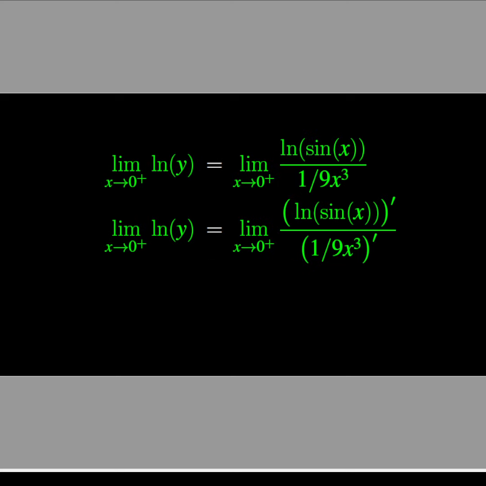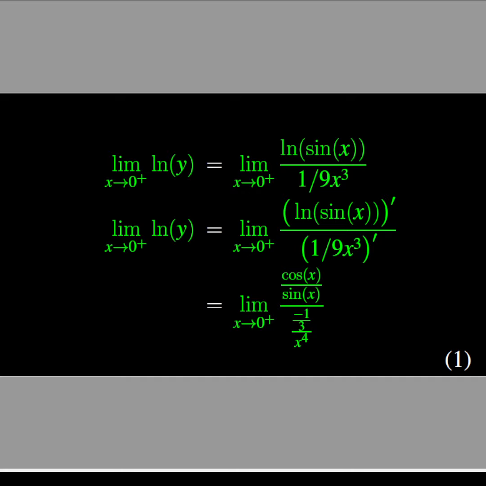In order to apply L'Hospital rule, we first have to rewrite logarithm of y as a quotient, and then take the limit as x goes to 0 plus of the derivative of the numerator as well as the derivative of the denominator. The derivative of the numerator, logarithm of sine of x, is the fraction cosine of x over sine of x, and the derivative of the denominator, 1 over 9x cubed, is minus 1 over 3 over x to the power 4.